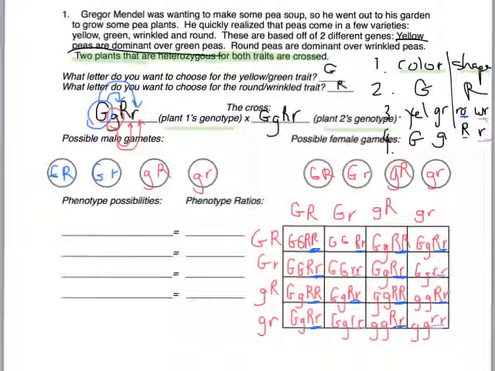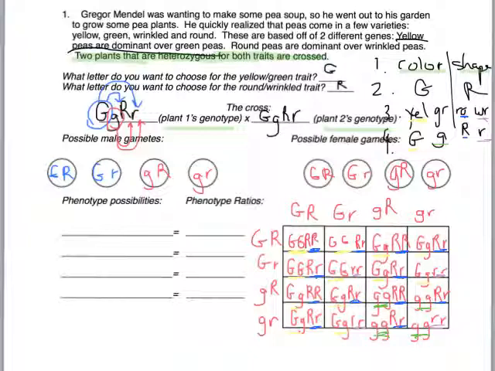And now you're going to do the same for yellow and green. Yellow is dominant over green. So that means anywhere where you see a big G, even if you just see one big G, it's going to be yellow. So all these guys will be yellow peas. And then anywhere where you see recessive or little g is going to be green. So you'll have green peas there.